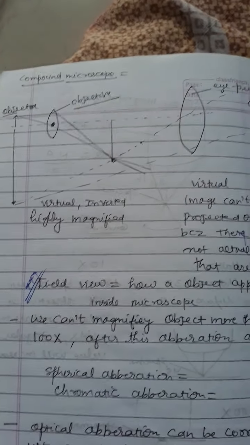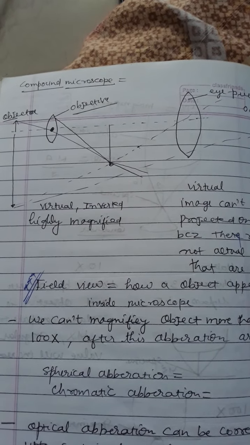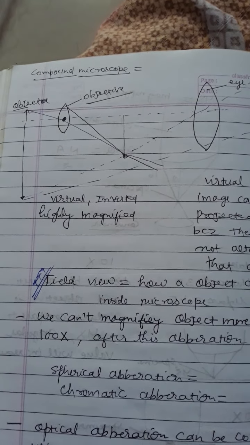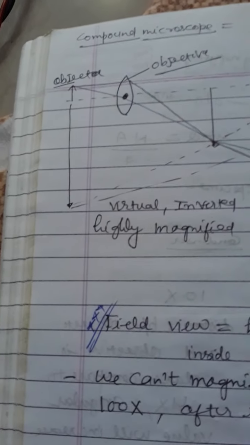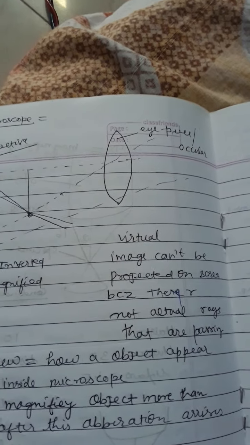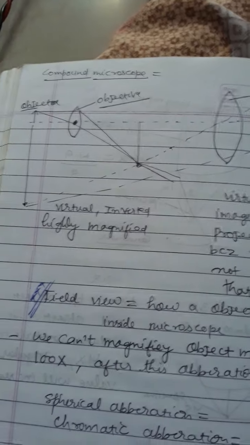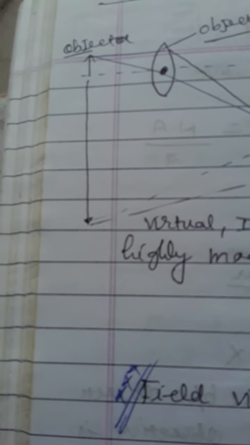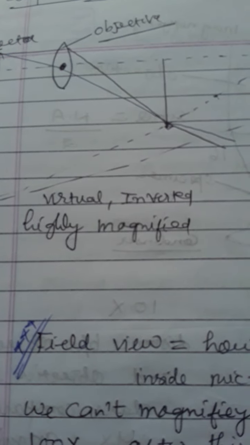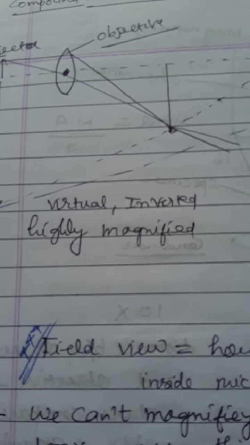Let's start with the first, the compound microscope. You can see here we have used two lenses. The first lens, which is near the object, is called the objective lens, and the second lens, near our eyes, from where we observe the substances in the microscope, is called the eyepiece. First, there is the object. The light comes from the object and strikes the objective, it bends, and merges to a specific point.